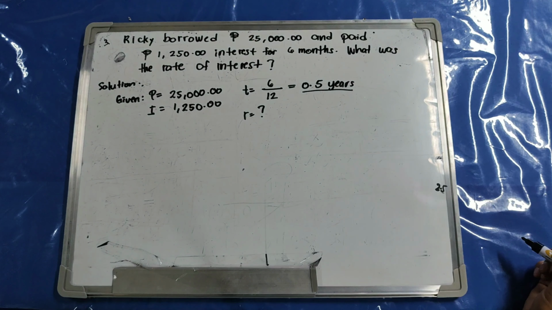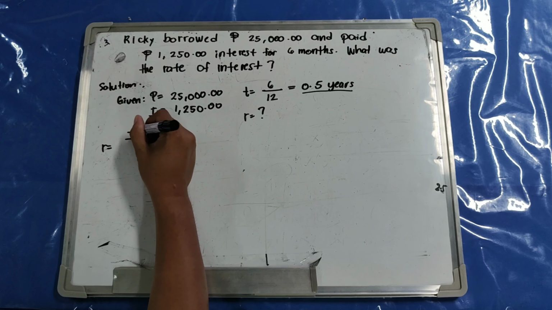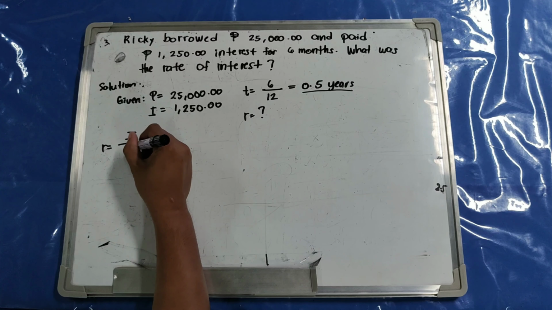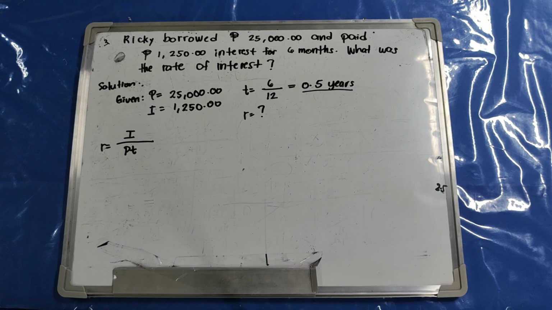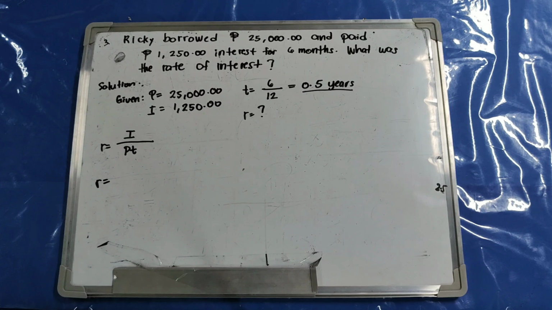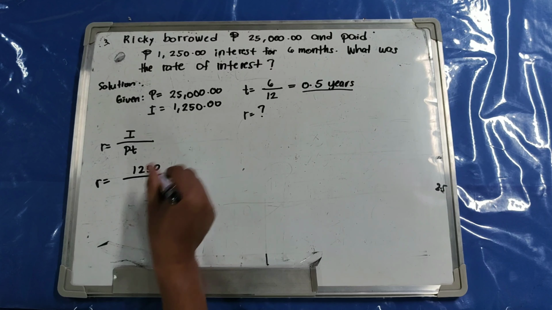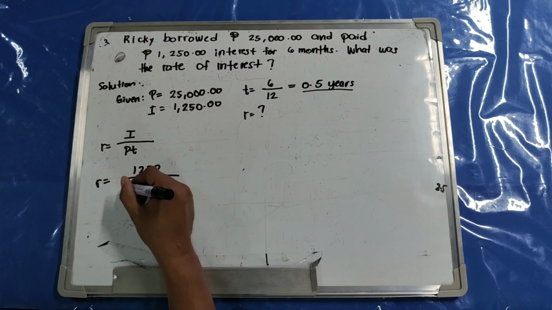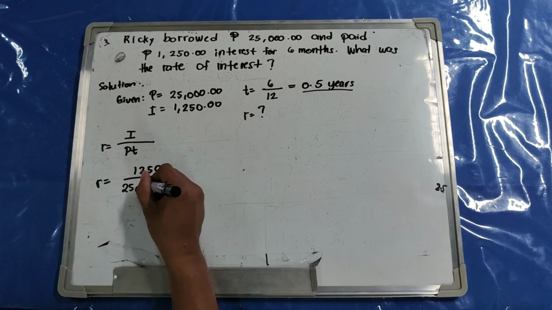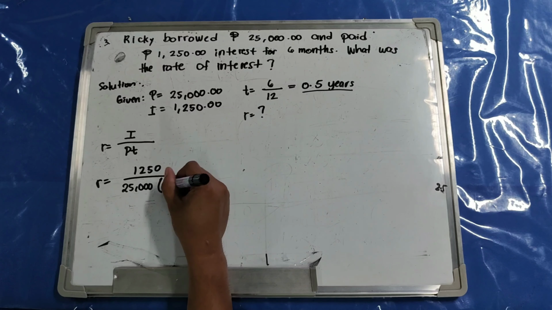Rate yung hinahanap natin. Okay? So let's start. Ano yung formula na gagamitin natin? We need to use the formula that is looking for the rate. So R is equal to I over principal times time. So next step, you have to substitute the given to the formula. So our R, what is our interest? Our I is 1,250 all over principal 25,000 times our time is 0.5.